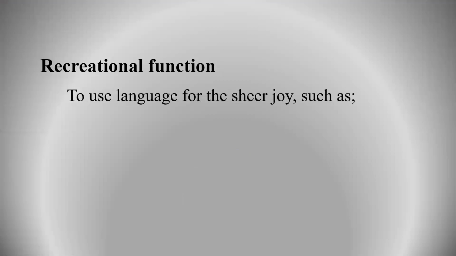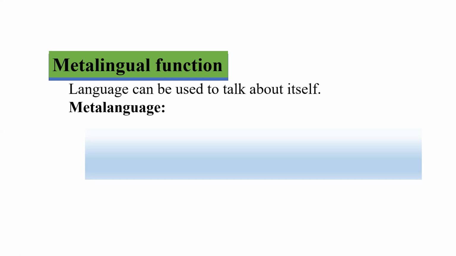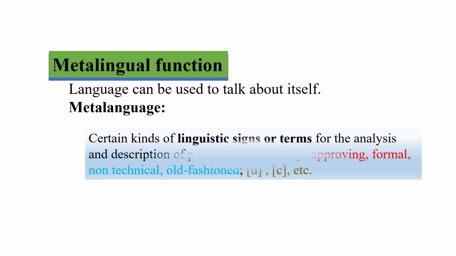Okay, so we talk about this actually. Now we are talking about the metalingual function. Language can be used to talk about itself, and that was the first question that we posted there: metalanguage or metalingual. We have linguistic science terms for the analysis and description of particular studies, like proving, formal, non-technical, old-fashioned, countable, uncountable, etc. So all these are metalingual function.